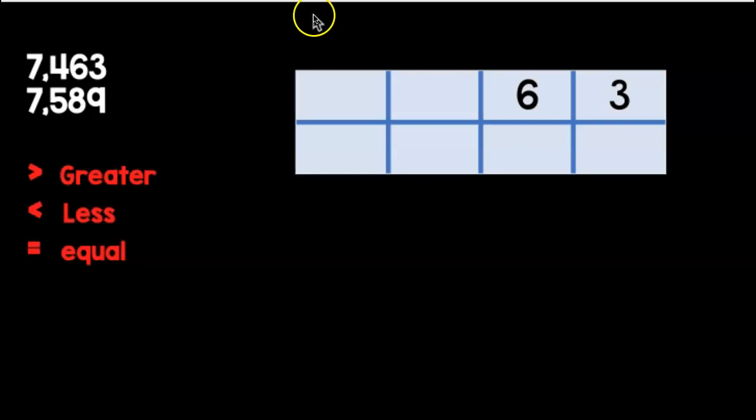Next, we put a 6 into the tens place value. It is the next whole number moving to the left. Notice we are staying with the top number of 7,463 and not worrying about the bottom number right now.